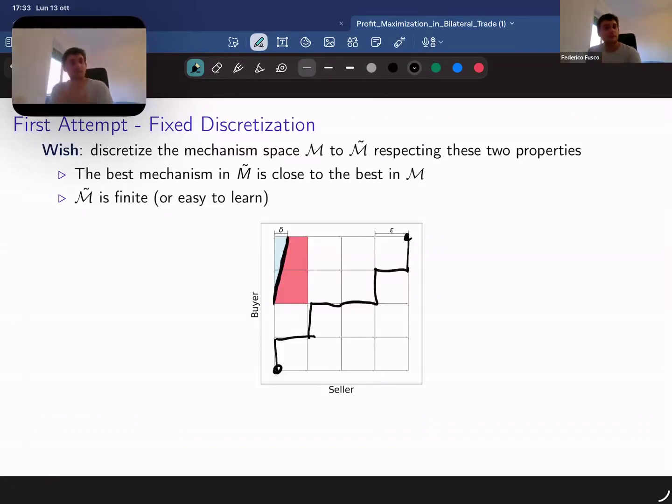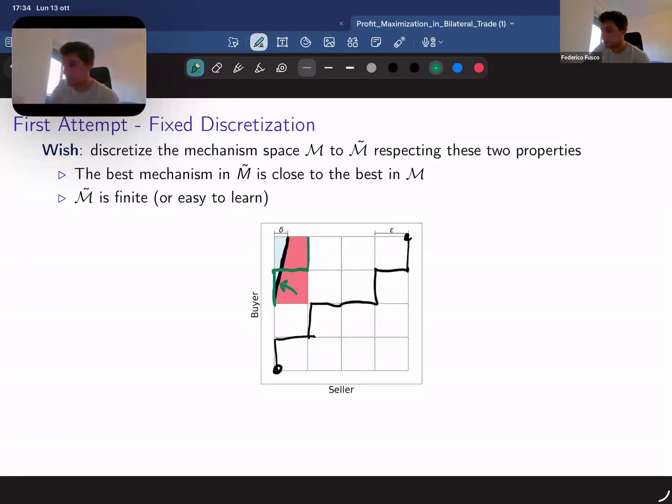Now, the best mechanism overall will be the blue one, the one that allocates in that rectangle, and in that setting you always get a trade, and you extract the largest profit from each one of these realizations. On the other hand, if you are constrained to only find mechanisms that live on this grid, for instance, if you do something like this, then you will always lose a lot of trade opportunities, namely, you will always lose these guys here.